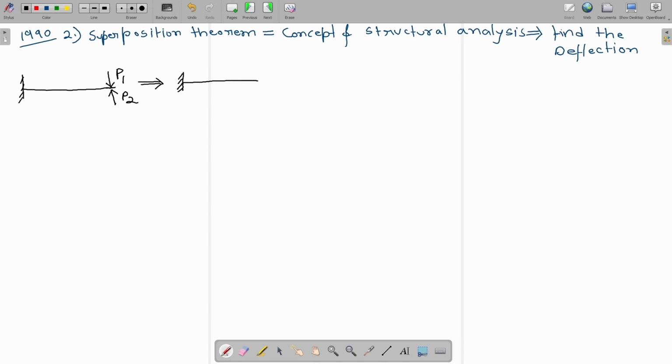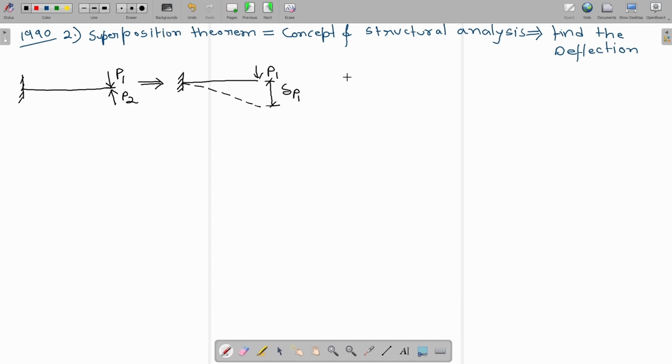Say for example, this is the same beam. Let us consider load 1. This is P1. The deflection due to this load is taking place in the downward direction. Let me denote it as delta P1. This is the deflection due to load P1, in the downward direction.